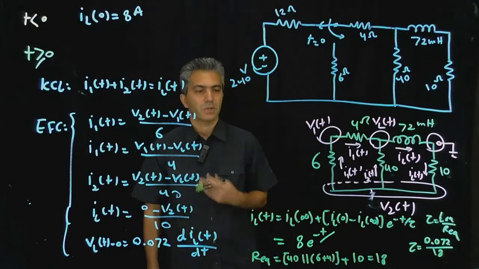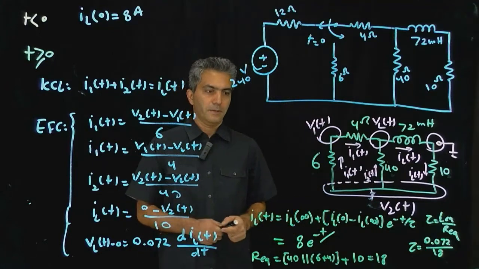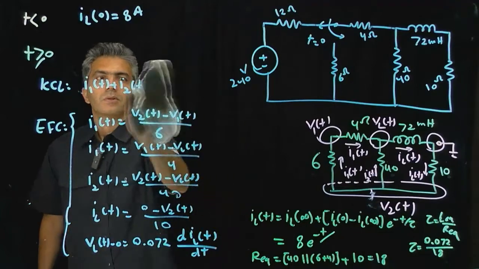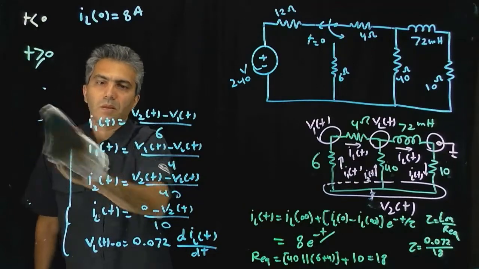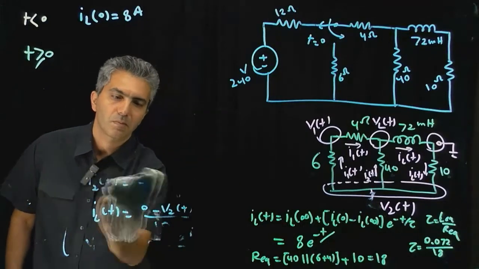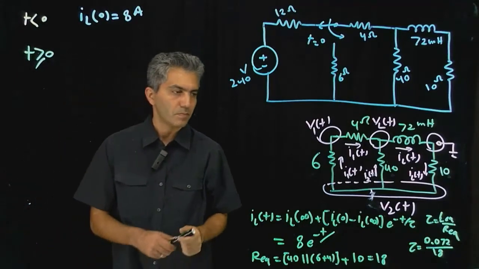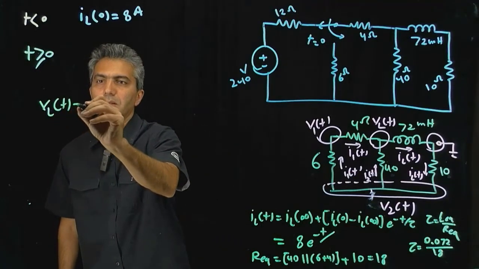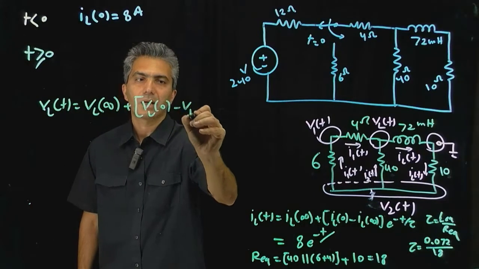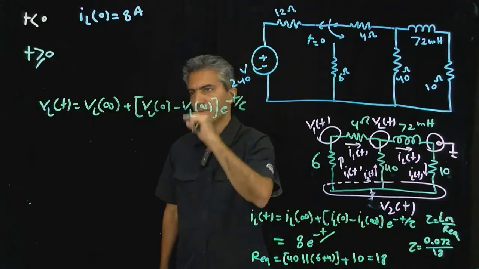Now let's say the question was asking for something else, like VL. So if VL was what we were looking for, let me quickly clear this and show you how to do, say, VL. So we know VL(t) is going to be VL infinity plus VL0 minus VL infinity, e to the minus t over tau. We already calculated tau, so we don't have to repeat it here.